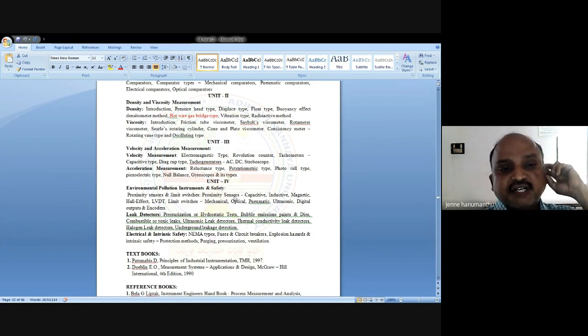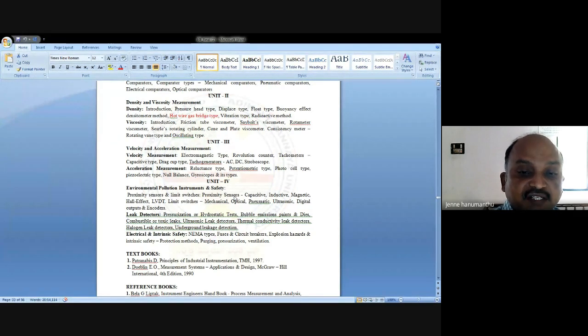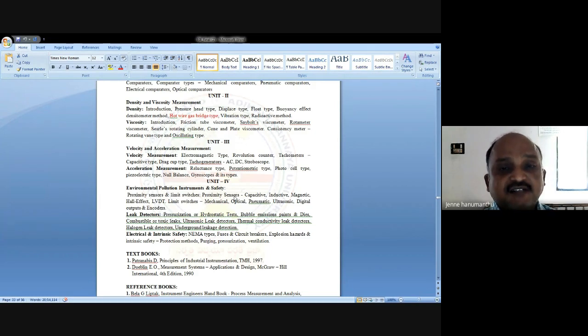So we want to protect our electrical circuits, and we want to protect the instrument that is called intrinsic. Intrinsic means internal equipment we want to protect. How is it possible? For this we need to study fuses, circuit breakers, and some protection methods: purging, pressurization, ventilation. All these are safety measures and safety precautions for instrumentation, instruments, as well as electrical circuits.